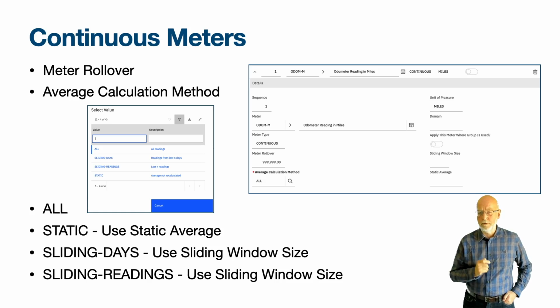To determine whether to use sliding readings or sliding days, you need to ascertain how often you take a meter reading and whether the pattern is regular or irregular. With either of these two settings, you need to bear in mind that an average over 2 readings is not a good average. You do need a larger number of readings. You also need to consider the pattern of use of the asset, and you may need to take meter readings more frequently to use these settings.